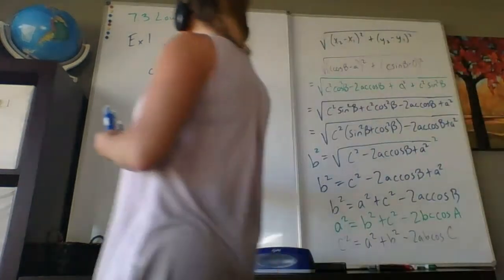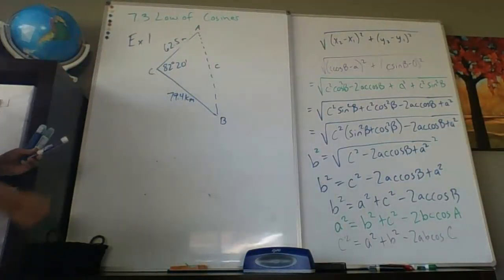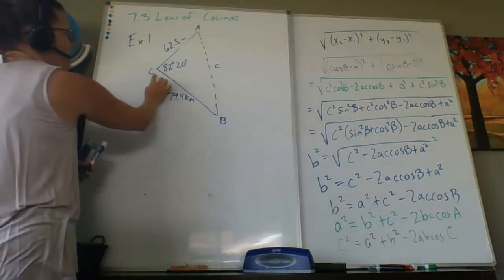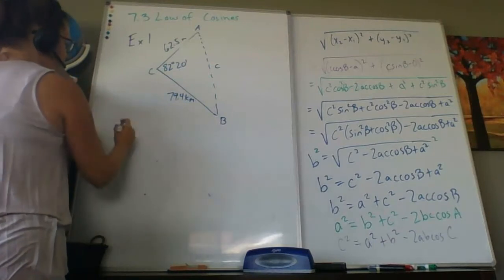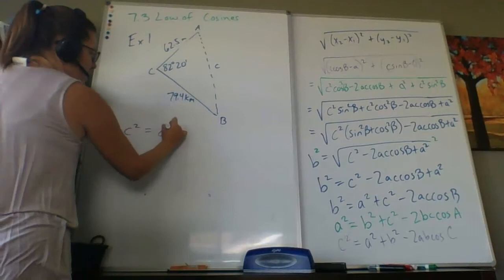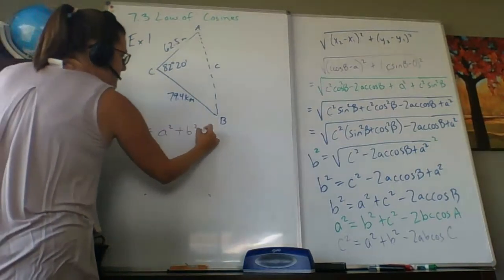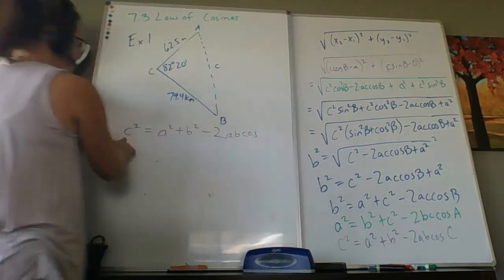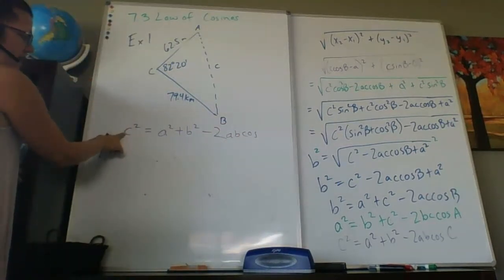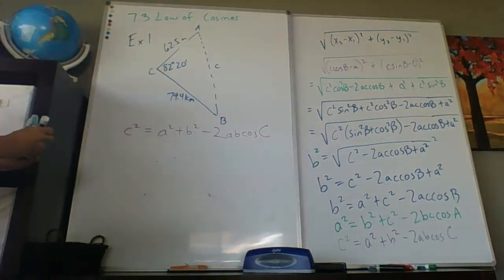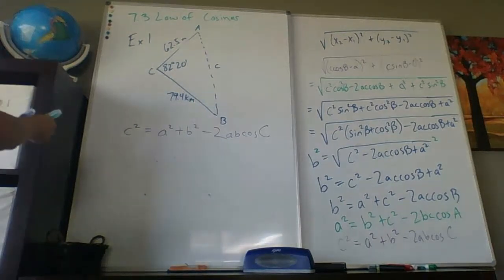And so we have to figure out which version we're going to use. Since we're looking for side C and we have angle C, that's going to be where the C squared is on its own. So that's going to be A squared plus B squared minus 2AB cosine of C. Whatever side is by itself, the angle opposite goes inside the cosine. So now we just go ahead and plug in these numbers.